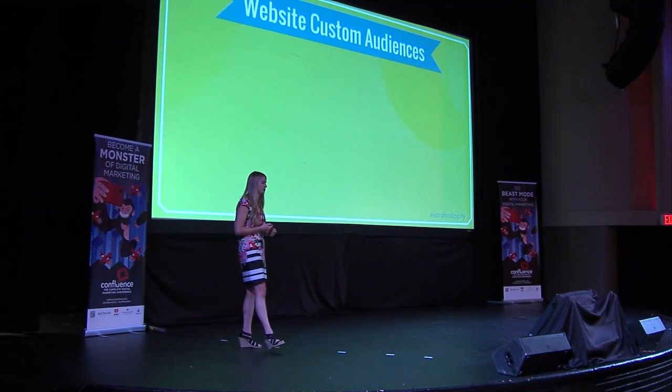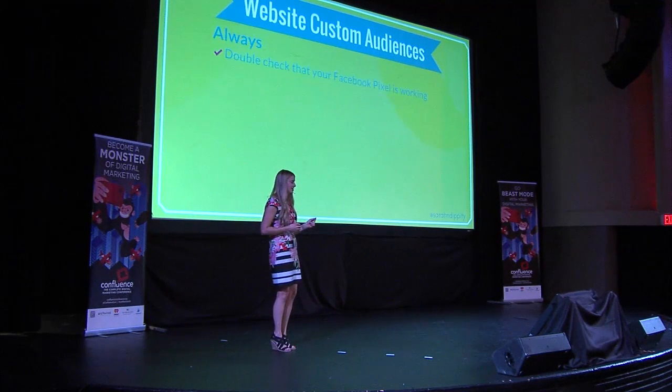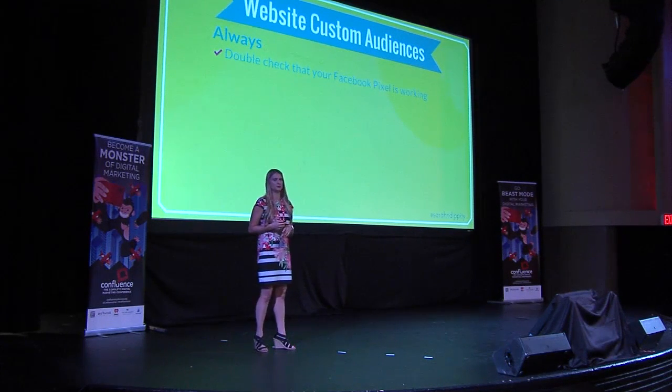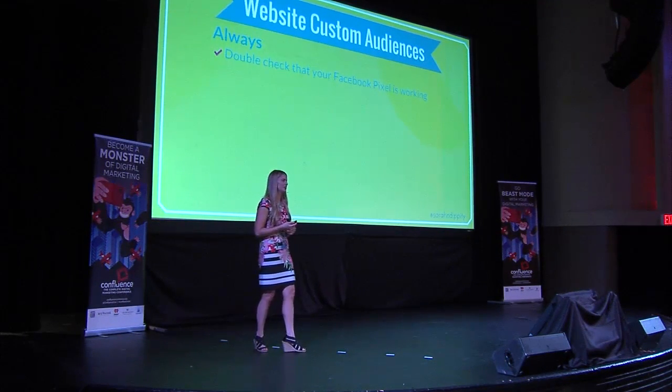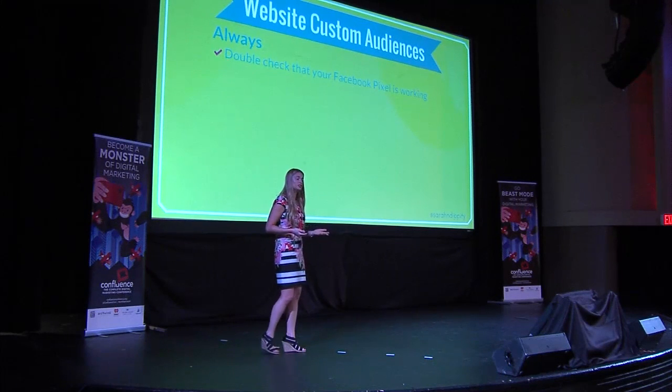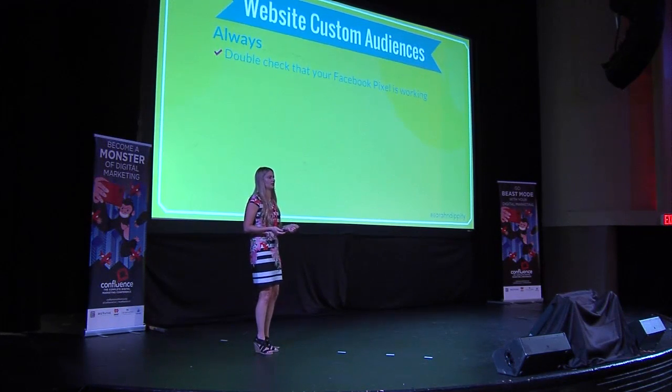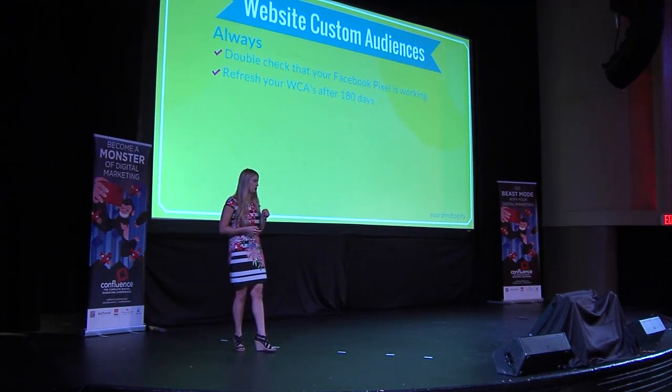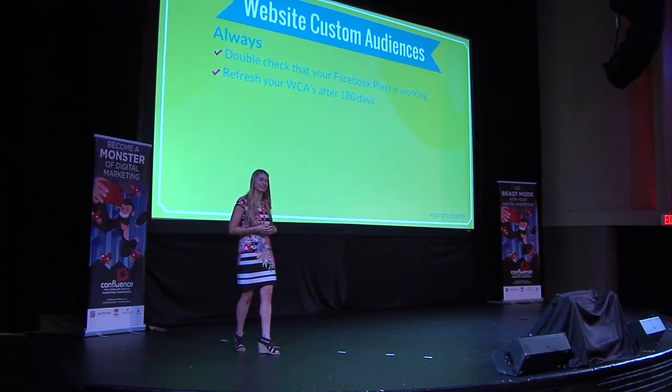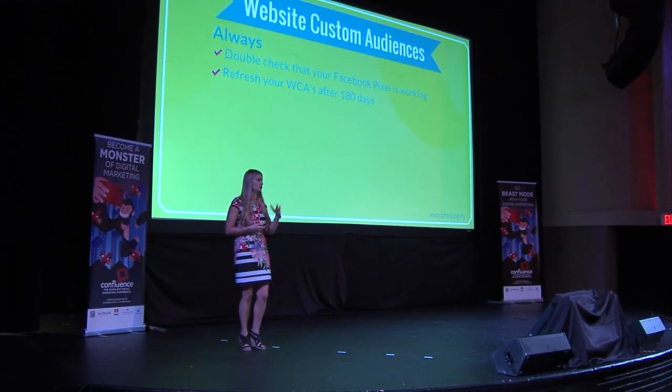So some power tips for website custom audiences. So you always want to double check that your Facebook pixel is working. So if you're going to spend the time to put it on there, you want to make sure it works. And there's some really great free tools that allow you to do this. You always want to refresh your website custom audiences after 180 days. You can build an audience from 1 to 180 days. And having this duration is truly what makes these campaigns evergreen.